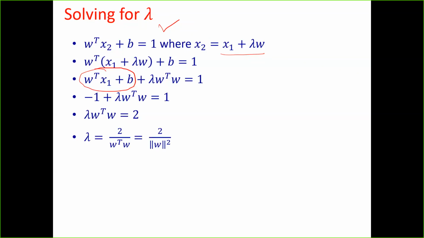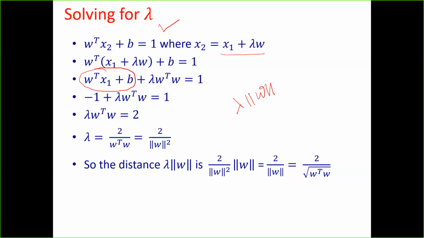But what are we interested in? We are interested in finding out the distance, right? And what is the distance? Lambda mod W, isn't it? So what is lambda mod W? Lambda mod W is 2 by mod W square times mod W, which is 2 by mod W, which is nothing but 2 divided by the square root of W transpose W. So this is what we want to maximize. Clear? Or should I repeat something? Clear. Fine. This is what we want to maximize.